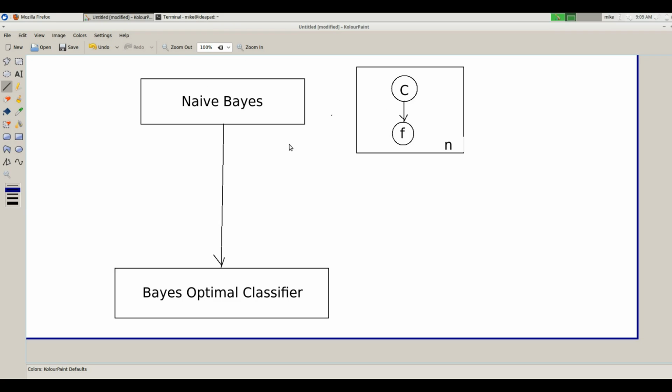So for example, here's plate notation of a Bayesian graphical model, but essentially you're classifying the, what are we doing? Let's say we're classifying pizzas as being tasty or yucky, right? So C can take on the values of tasty and yucky. And why is it tasty or yucky?